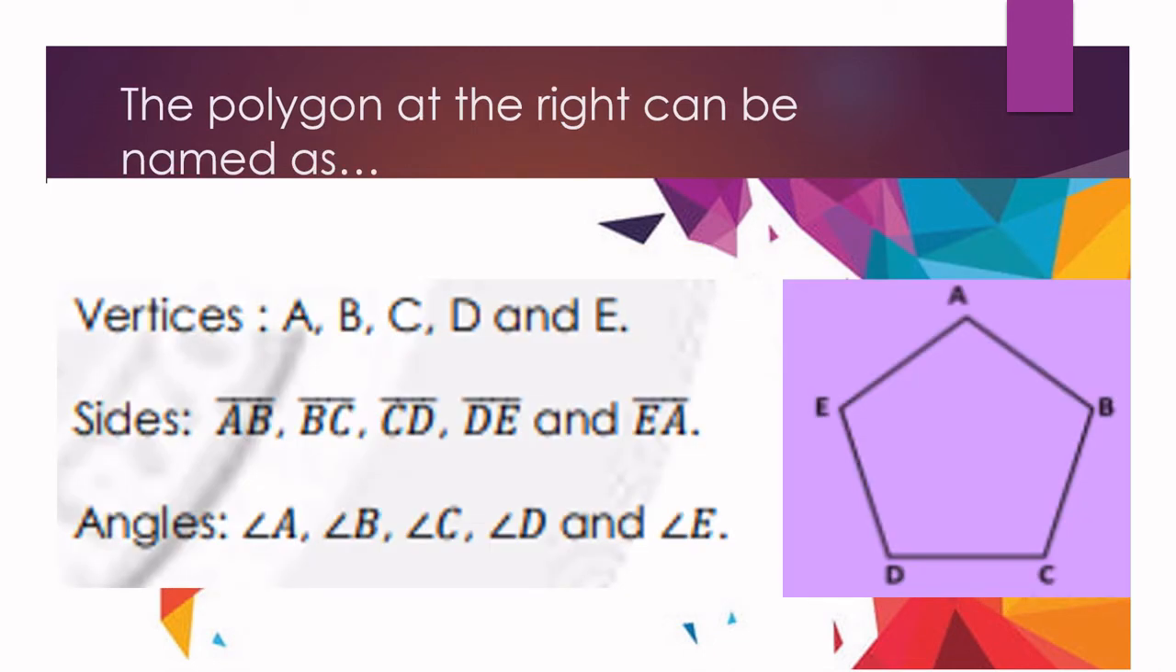So, the polygon at the right can be named through its vertices. So, pwede mong pangalanan ng A, B, C, D, and E. Pwede na naman B, C, D, E, and A. Basta sunod-sunod or consecutive. You can name this through the sides. We have line segment AB, line segment BC, line segment CD, line segment DE, and line segment EA. Or pwede rin mo namang siyang i-name through its angles. We have angle A, angle B, angle C, angle D, and angle E. Okay?